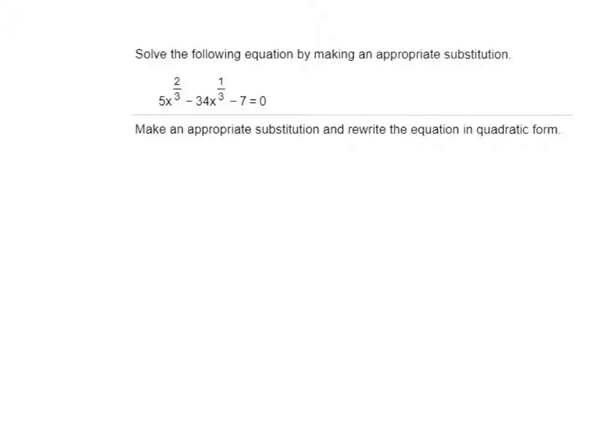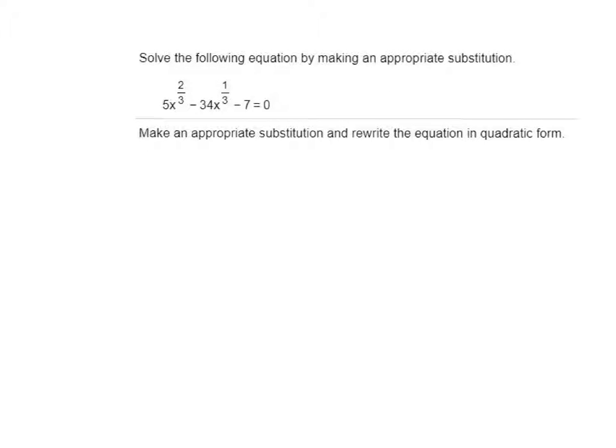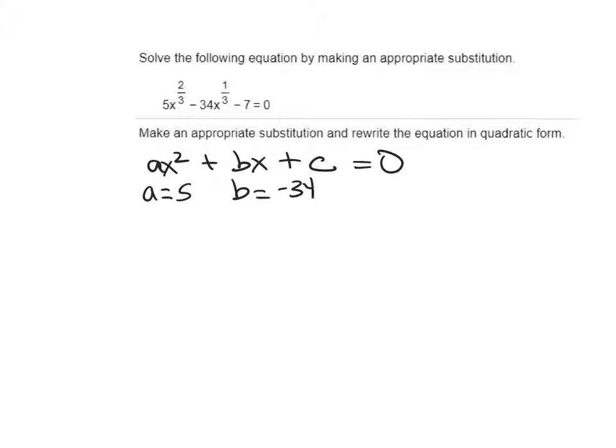All right, I like to solve a problem like this by factoring. Some teachers call this the trinomial method, some call it the T-chart method, some call it the AC method. But this is in quadratic form, so it's in the form of ax to the second plus bx plus c equals 0. So in this case, a is 5, b is negative 34, and c is negative 7.